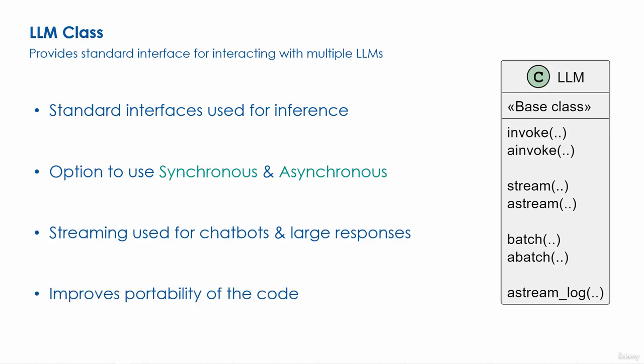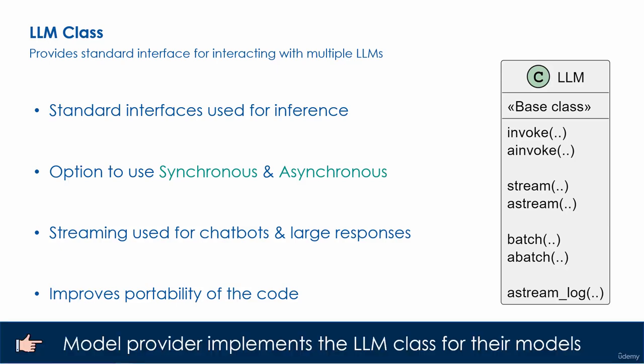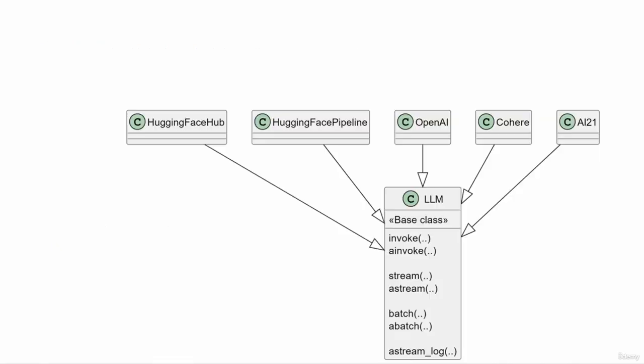Using this standard interface will improve the portability of your code, as you can easily use a different LLM with a change to a single line of code and the rest of your code will stay the same. Providers of the model implement the LLM class for their models by extending the LangChain base class for LLM. Here are a few examples of the LLM classes.